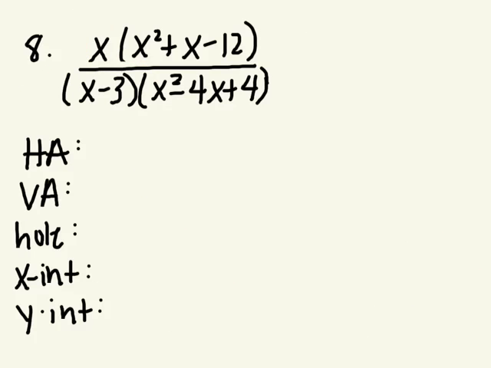This is number 8 from the review. The first thing you want to do on this problem is factor, just like on all the others. So we want to factor to see if we have anything that cancels. The top, we need two numbers that multiply to negative 12 and add to positive 1. That's positive 4 and negative 3.